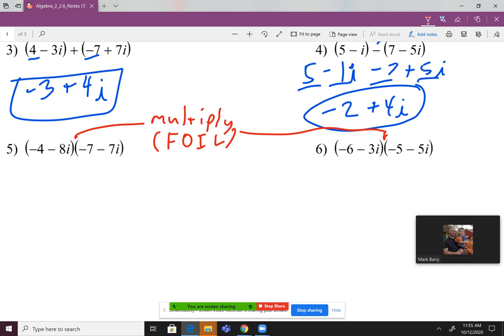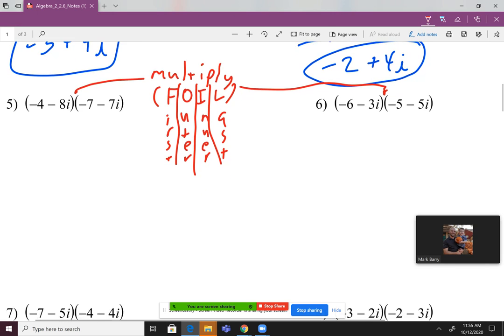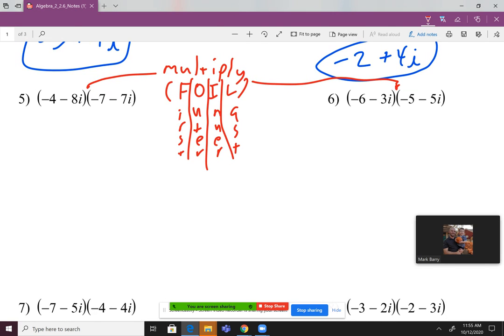Well, what does FOIL stand for? It stands for first, outer, inner, and last. First, outer, inner, last. Okay? Or do some of you use the box to multiply? Yes, it is also the box.